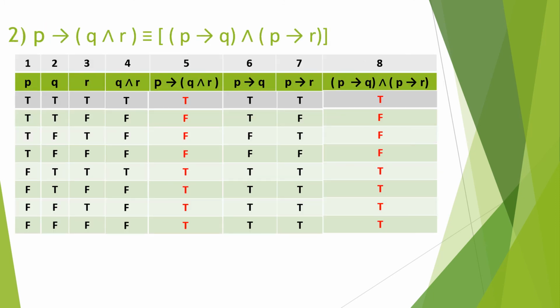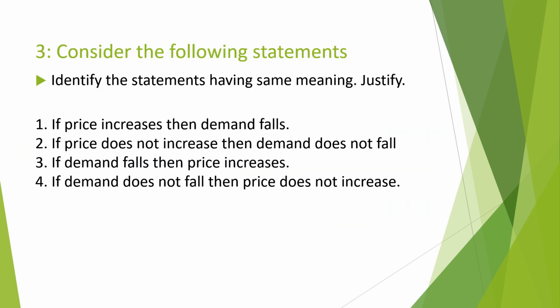Here is one more example to prove the logical equivalence. P implies Q implies R is logically equivalent to P implies Q and P implies R. The truth table is already constructed. You can construct and see that 5th column and 8th column are identical. Therefore these two statements are logically equivalent. This is your exercise: construct the truth table and check that these two columns are identical.